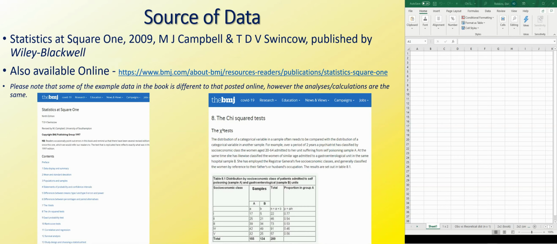The data I'm going to use is taken from the Statistics at Square One textbook by Campbell and Swinscoe. It's available either as a hard copy or you can read this online on the British Medical Journal website, who have kindly given permission for me to take some screen grabs so you can see, for example, this is the table of contents you can refer to, and we will be using the Chapter 8 chi-squared tests. I pulled the data out and there's a couple of descriptions that you can look at to get some context about the type of tests that we're working through and the underlying rationales. I would also suggest that you do take the time to read this in addition to watching the video, just to increase your knowledge around the area.